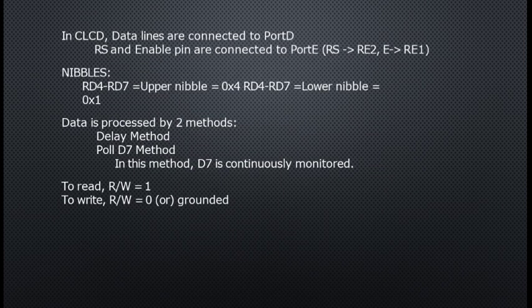In CLCD, data lines are connected to port D. RS and enable pins are connected to port E. Nibbles: RD4 to RD7 equal the upper nibble, and RD0 to RD3 the lower nibble. Data is processed by two methods: delay method and poll D7 method. In this method, D7 is continuously monitored. To read, RW equals 1, to write, RW equals 0.